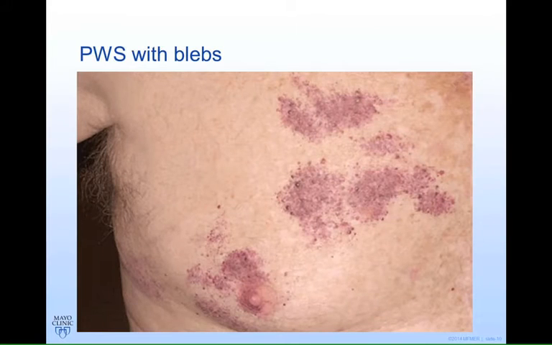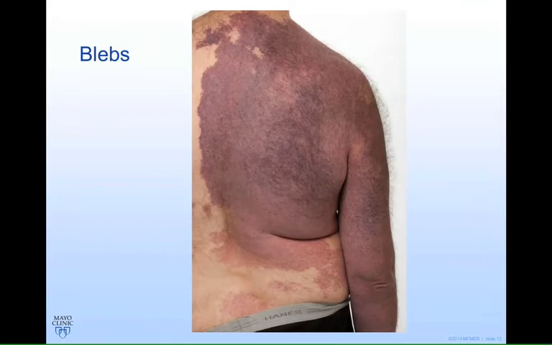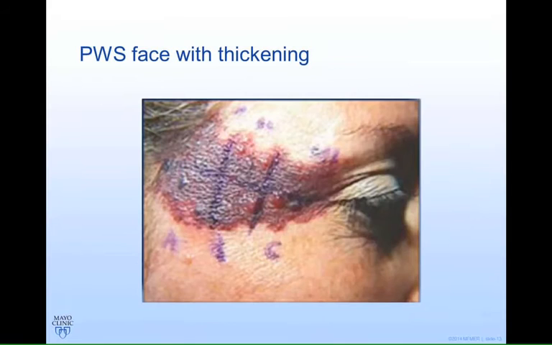So you can see some more blebs there. And another couple of pictures of blebs. You can see that they're smaller on the left there, but on the right you can imagine that those are really pretty disfiguring and probably pretty troublesome too. Again, blebs can happen really with these capillary malformations anywhere on the body. This is a little bit of a blurry picture, but it really demonstrates the thickening that you can see with the capillary malformations.